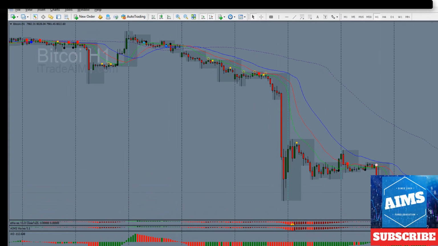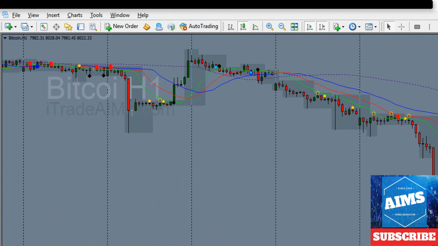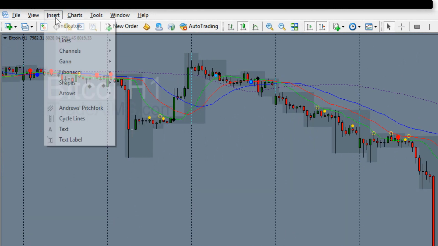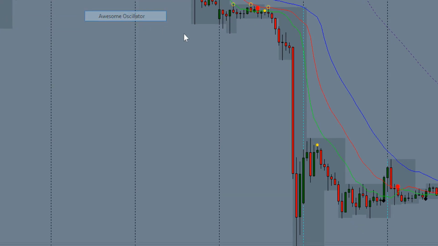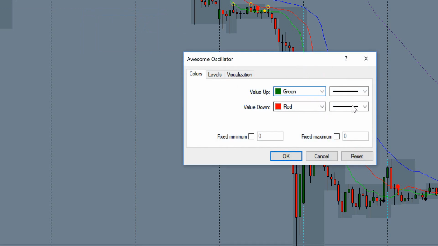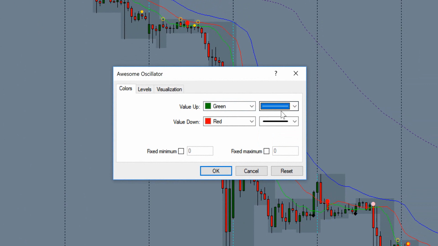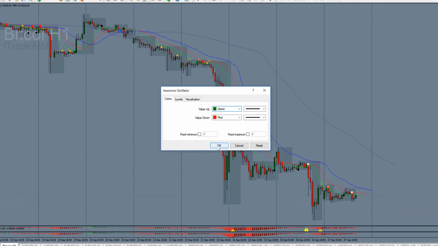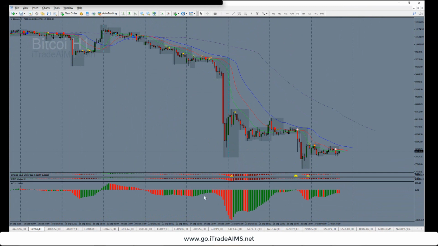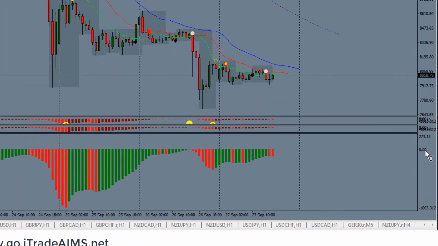I've already added this indicator, but I'm going to delete it. So this is how you do it. You go to Insert, Indicators, and these are the Bill Williams indicators. You go to Awesome Oscillator. It comes up here. I leave the colors as they are. At standard, the width of the histogram bars is like this, so I put it at the third level. Levels, I don't have a level. It just oscillates around the invisible zero line. I'll click OK and it will appear at the bottom, and that's what it is. So there's a crossover of the zero line, as you can see here. This is the zero line.